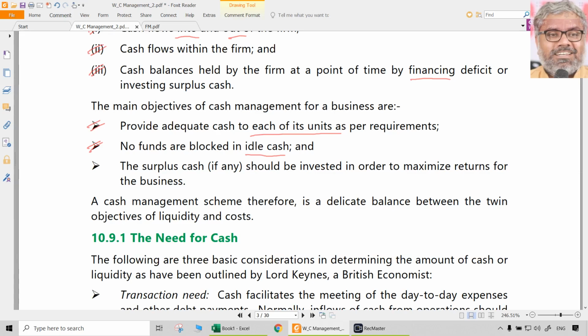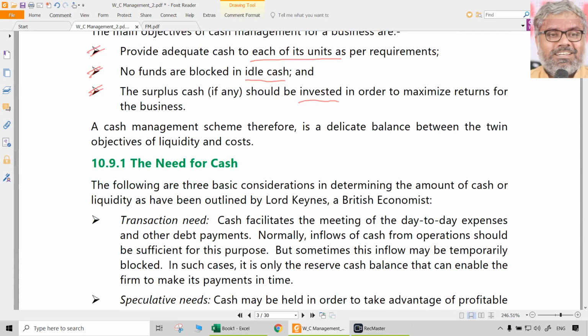Usually growing companies will not have any idle cash. They'll be requiring more and more cash. But already stable companies will have idle cash. Generally, it is not considered to be a very good sign. Too much of idle cash blocked also is not good. At the other side, if the cash requirements are not fulfilled, that is also not good. That is where the balance has to be maintained. And the surplus cash, whatever it is, if at all, that has to be invested in order to maximize the returns for the business.